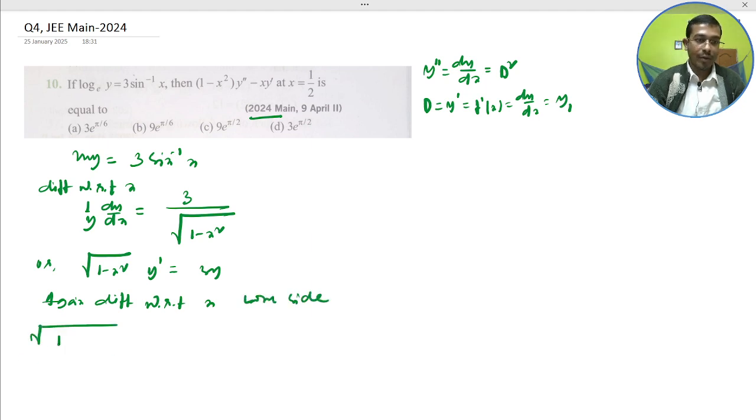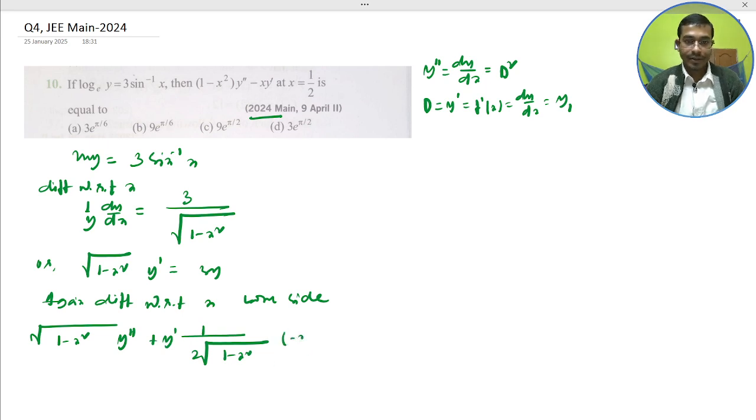That would become root over 1 minus x square y double dashed plus y dashed 1 by 2 root 1 minus x square into minus 2x equal to 3y dashed. That implies that 1 minus x square y double dashed, just calculation, that 3y dashed into 1 minus x square to the power half.